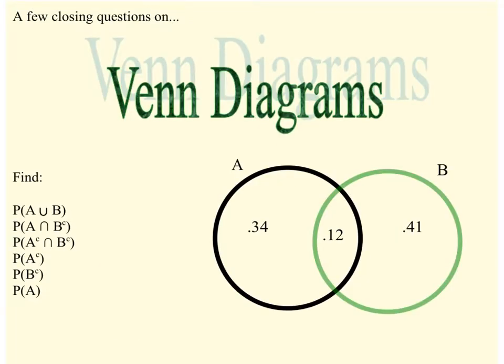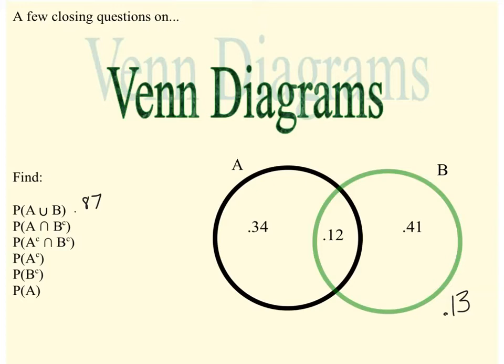Closing up this chapter on Venn diagrams, I always like to figure out what the leftover portion is. So A by itself, B by itself, A and B, these add up to be 0.87. So there's 0.13 left outside. All right? So the probability on the first one of A or B, well, that is that 0.87.